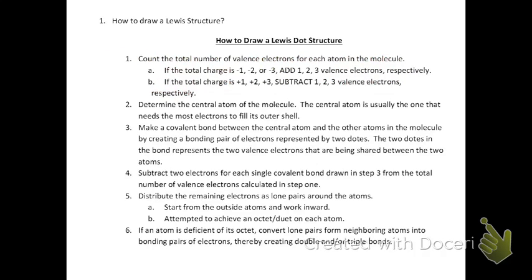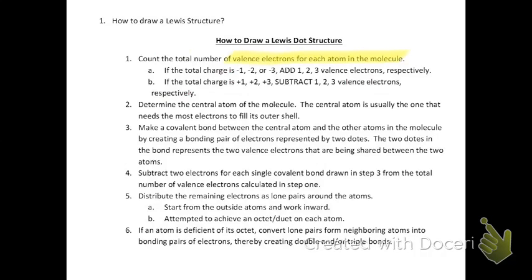Alright, so there are some simple rules that we need to follow in order to draw a Lewis dot structure. I'm going to go through these really quickly, but it's going to be up to you to learn them, to know them really well, and be able to go in the order that we have here, 1 through 6. First of all, you have to count up the total number of valence electrons for each of the atoms that are involved in the molecule.